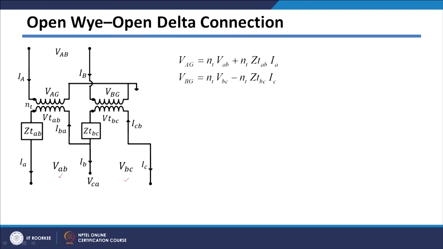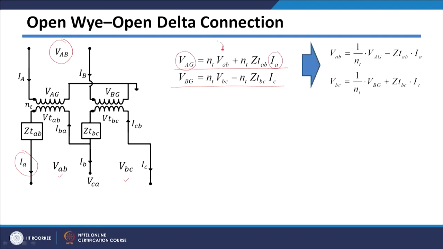secondary voltages in terms of primary voltages and secondary currents. So basically this equation we need to convert into secondary voltages. Basically these voltages I need to write in terms of primary voltage and IA. So we can just rewrite them by taking VAB on this side and VAG on this side. So basically if you rewrite them, VAB will be equal to VAG divided by NT minus this term, that is ZTAB dot IA. Again if you write this equation, I will get this equation here.